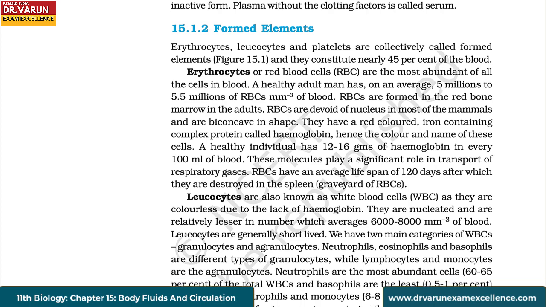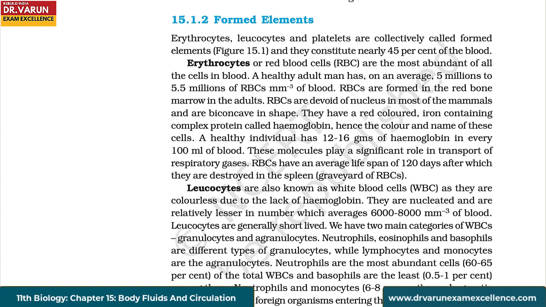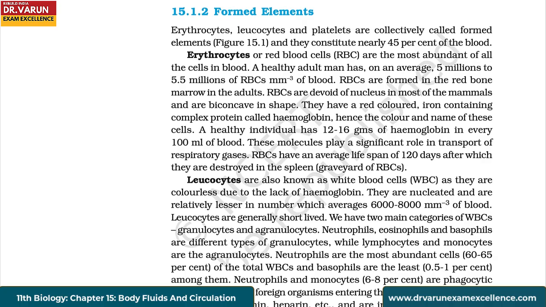Formed elements. Erythrocytes, leukocytes, and platelets are collectively called formed elements, and they constitute nearly 45% of the blood. Erythrocytes, or red blood cells (RBC), are the most abundant of all the cells in blood. A healthy adult man has on an average 5 million to 5.5 million RBCs per cubic millimeter of blood. RBCs are formed in the red bone marrow in the adults. RBCs are devoid of nucleus in most of the mammals and are biconcave in shape.